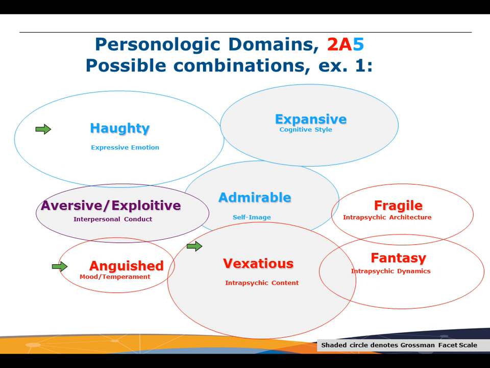although there's sort of this devil-may-care, haughty, expressive emotion kind of a quality, there's really kind of some troublesome early objects there. That might be something that you would go after. Also, you notice that I've used different colors to represent in blue here the scale 5 and in red the scale 2A. But putting them together and making them purple, what if you found that you had a Grossman facet scale that elevated both aversive interpersonal conduct and exploitive interpersonal conduct? That could mean something rather specific. Slightly different example.